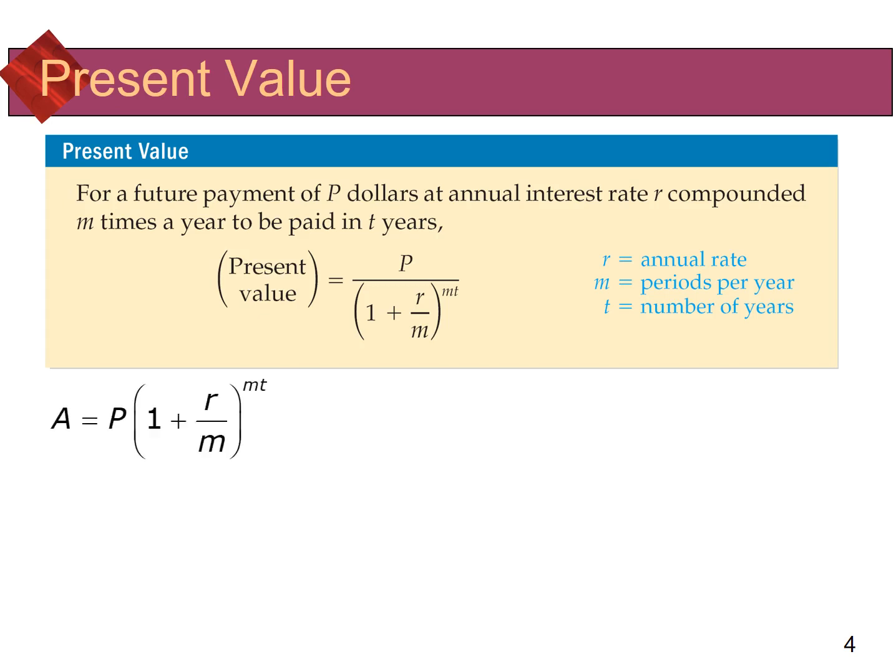I'm saying if we just start with this formula here, where A represents the future amount and P represents the present amount, which is basically the present value.